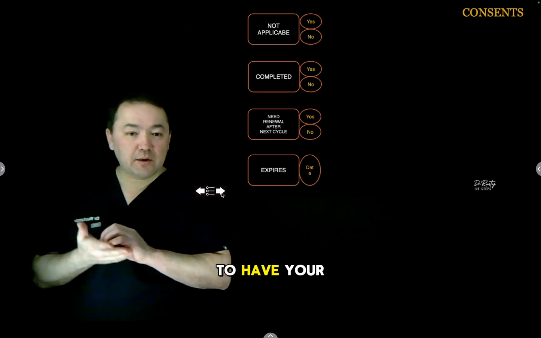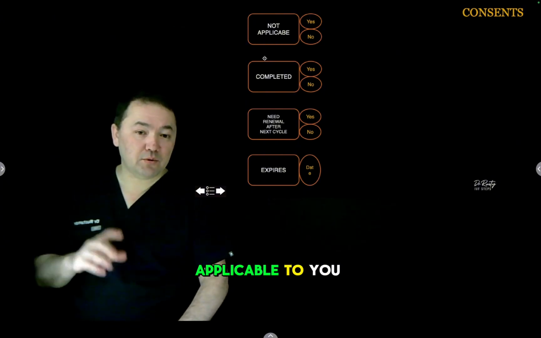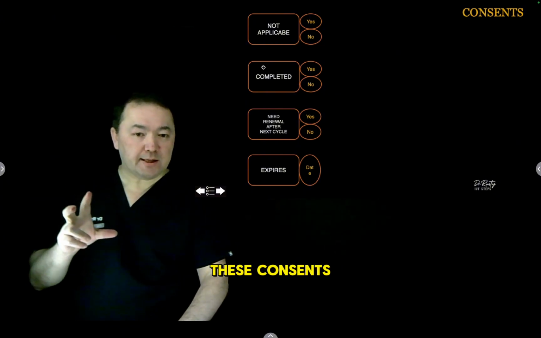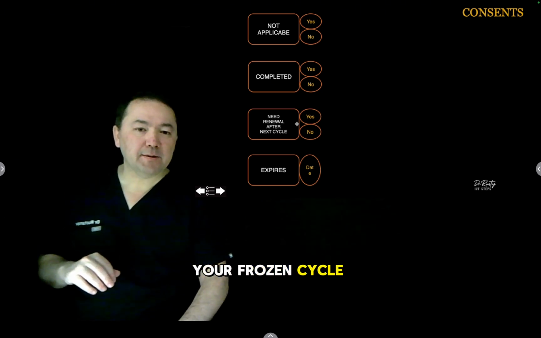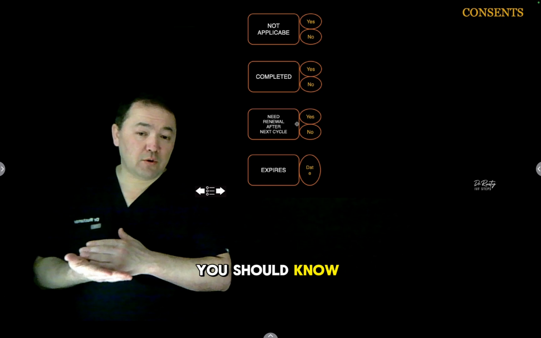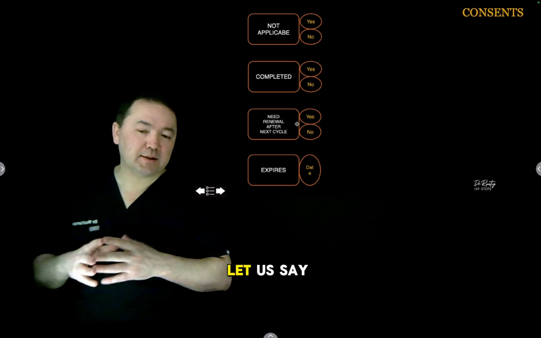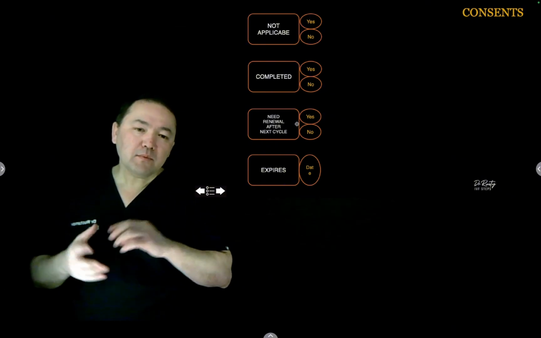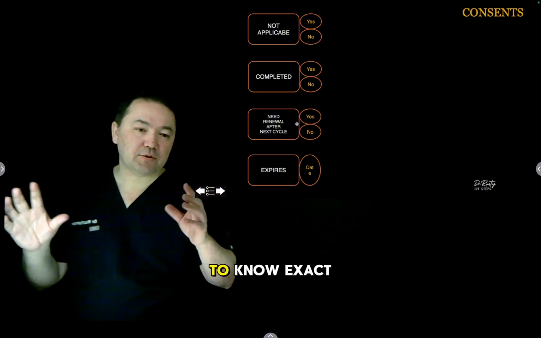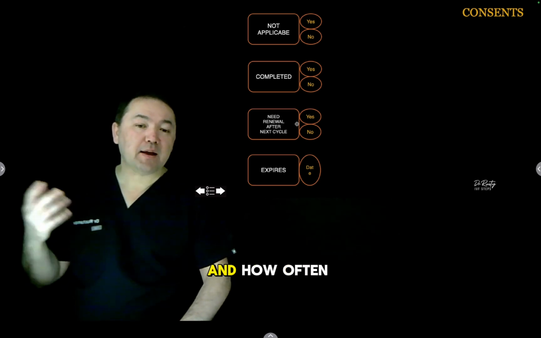It's very important to have your own checklist to understand which consents are applicable to you, and whether these consents have been completed before you start your frozen cycle. And also you should know when you should update your consent. Some consents need to be updated periodically, let us say every 6 months, every year, and some consents expire after each cycle. So you need to know the exact expiration date for your consents, and how often you need to update your consents.